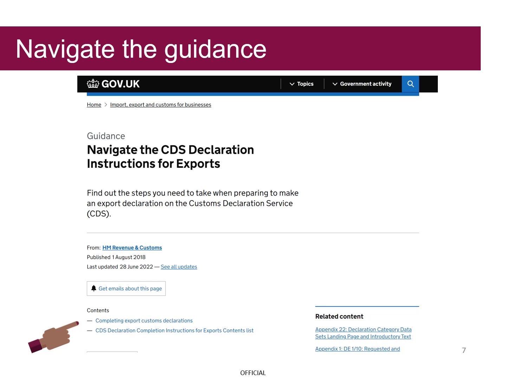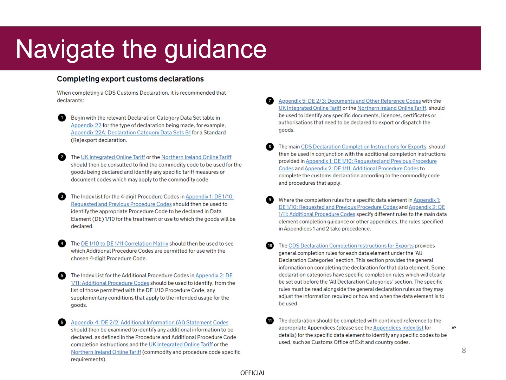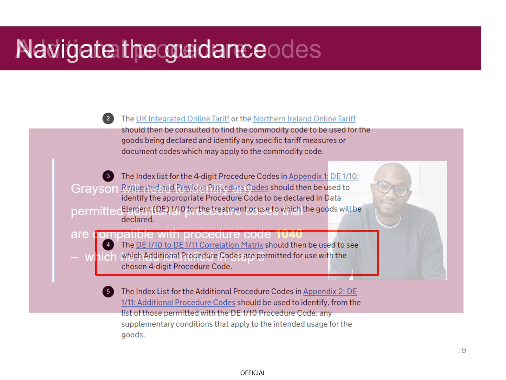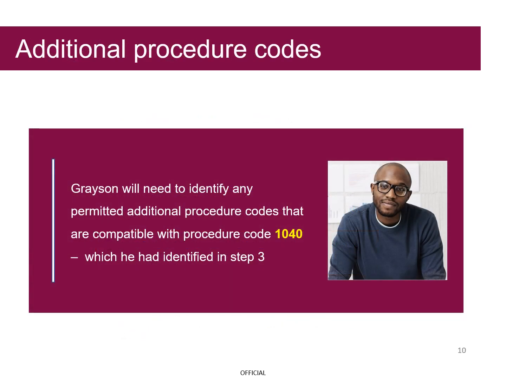To identify the procedure code, Grayson needs to ensure he is on the Navigate the CDS Declaration Instructions for Exports page. If he scrolls down, he will see the 11 steps he needs to follow. Step 4 focuses on identifying the permitted 3-digit additional procedure codes. Grayson will need to identify any permitted additional procedure codes that are compatible with the procedure code 1040, which he had identified in step 3.